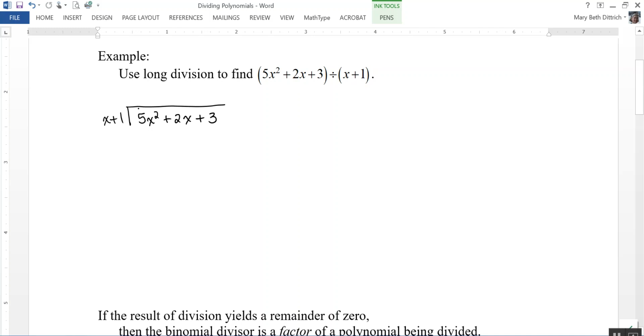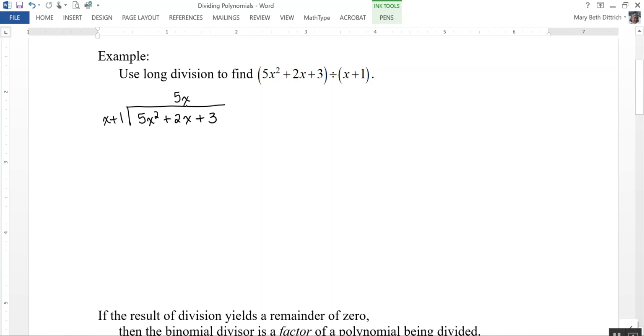And then I'm going to look at the 5x squared. I'm not going to worry about the 2x plus 3. So what do I have to multiply x by to get 5x squared? In other words, 5x squared divided by x, what does that give me? That gives me 5x. So x times 5x gives me 5x squared. That's what I'm shooting for. Now, notice that I put this 5x in the x column. I put it right above the 2x because I'm thinking in terms of not place value, but power value.